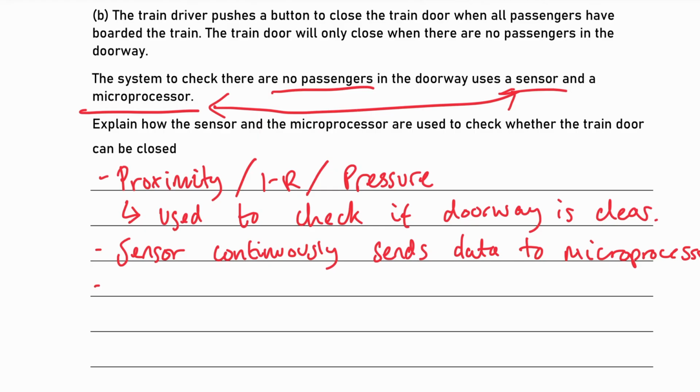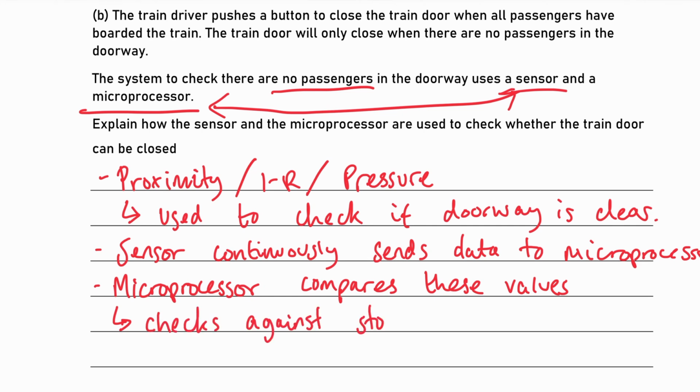And again, the next point, do the same thing. The microprocessor compares these values, so compares the data that it's received from the sensor, and it does this by checking some stored values.